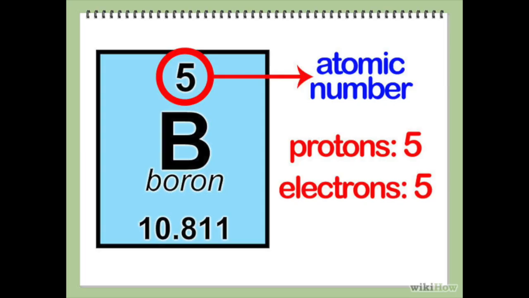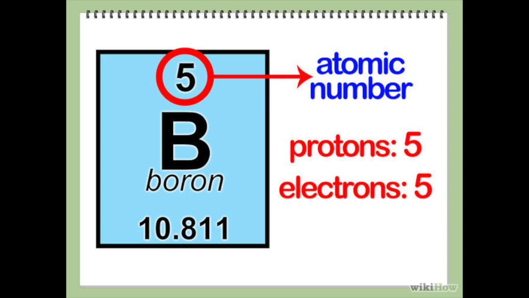The top number is called the atomic number, which is equal to the number of protons. In our example, boron has an atomic number of 5, which indicates that there are 5 protons in an atom of boron. In a neutral atom, the number of protons is also equal to the number of electrons. So there are 5 electrons in a neutral atom of boron.